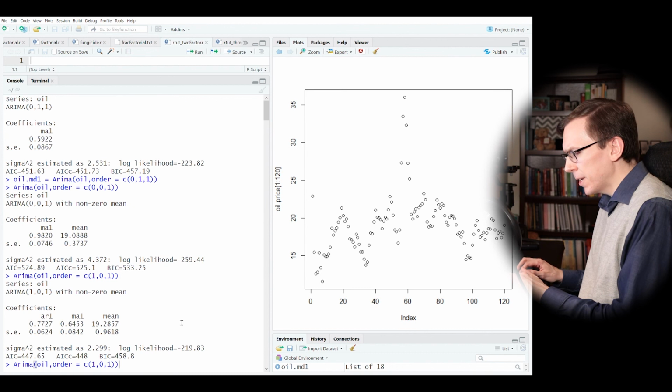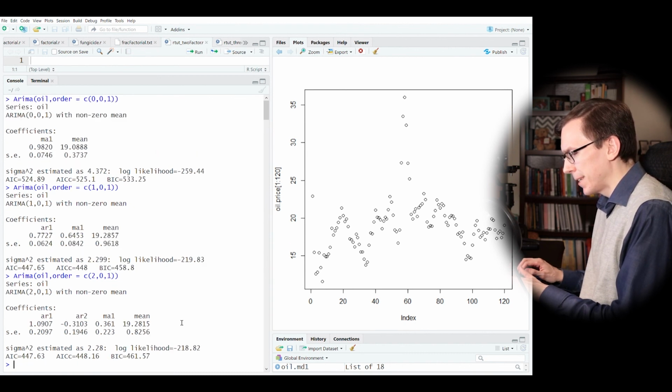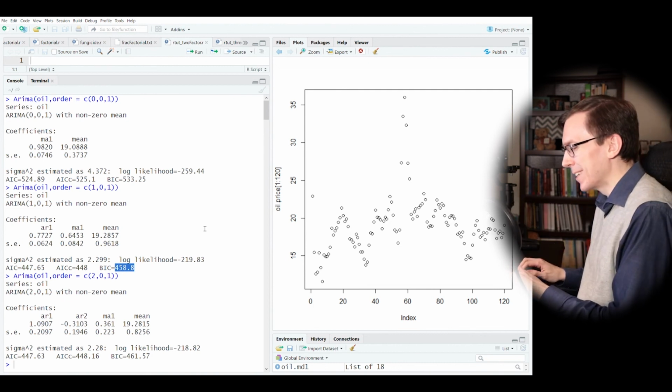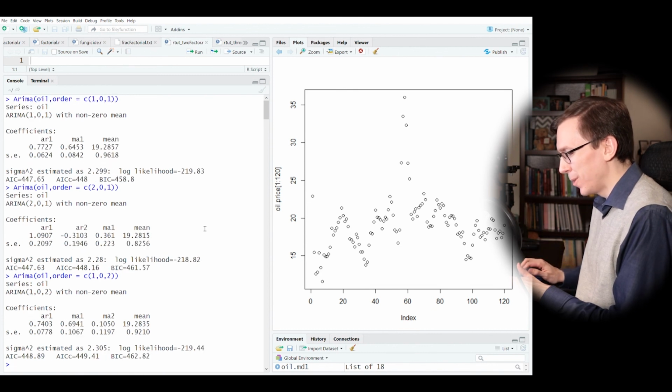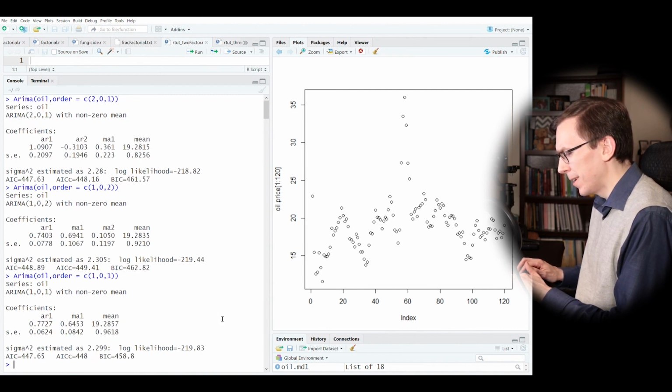But I'm going to try just to fit a couple more models just to see what happens. The ARMA 2-1 model seems to give me an AIC that is nearly identical. It is ever so slightly smaller, but the BIC in this case is actually bigger, right? There's a lot of ambiguities. You never know exactly what the right answer is. We could try an ARMA 1-2. That also gives me a bigger AIC and BIC. So let's stick with ARMA 1-1. I kind of like that model personally.